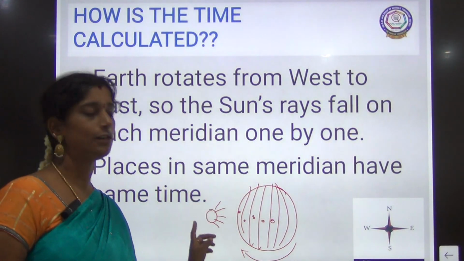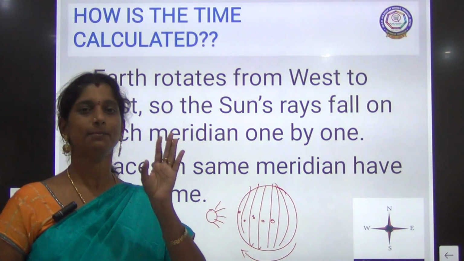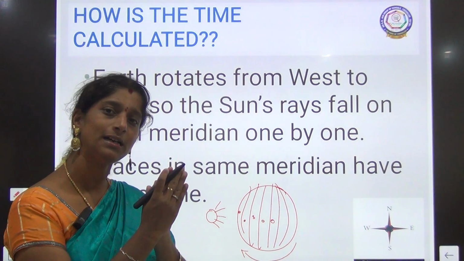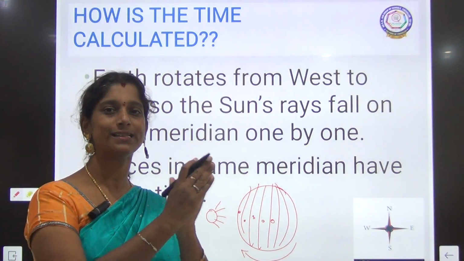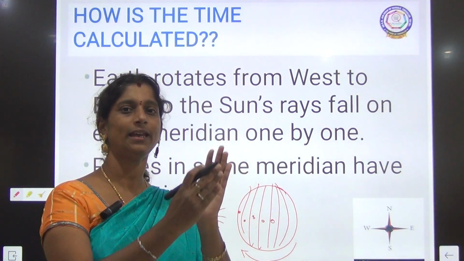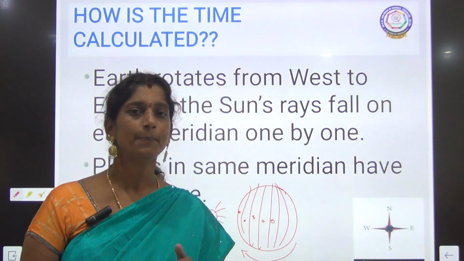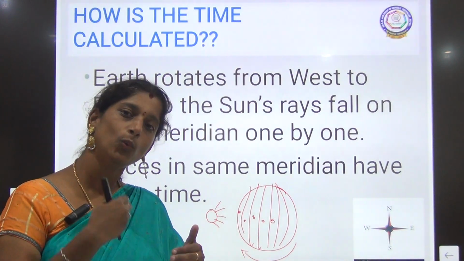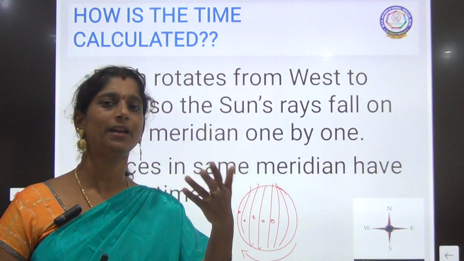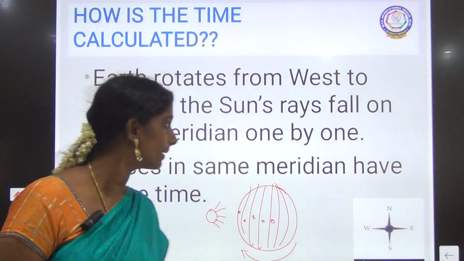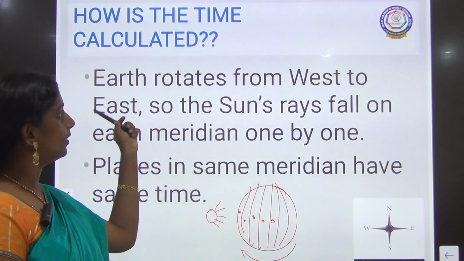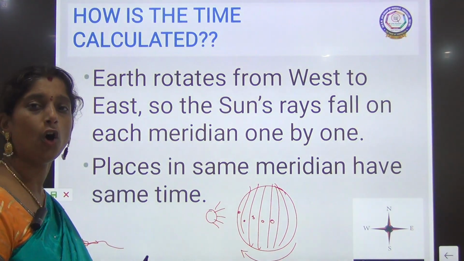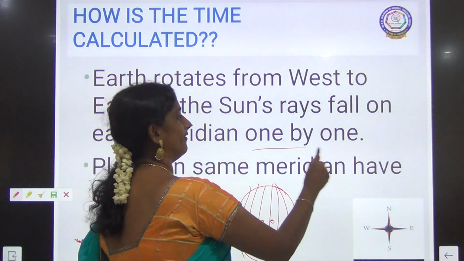So what happens? When the sun's rays fall on a particular place first, the morning starts there, right? Then the sun's rays move to the next meridian, so the morning starts there only then. After this meridian, the next meridian gets its morning time. By that time, at the first meridian the time will have moved on, around 10 o'clock or something like that. So when the earth is rotating from west to east, the sun's rays fall on each meridian one by one.